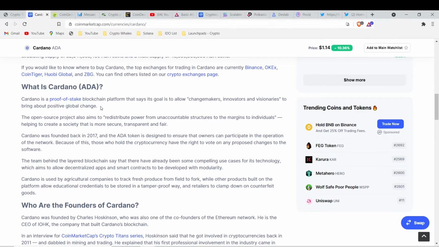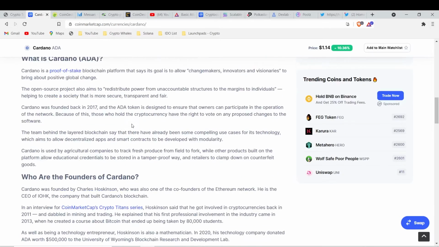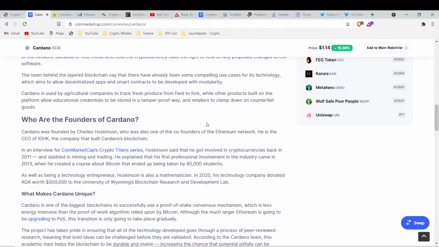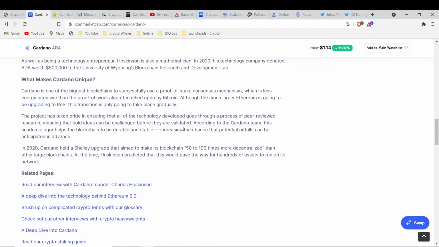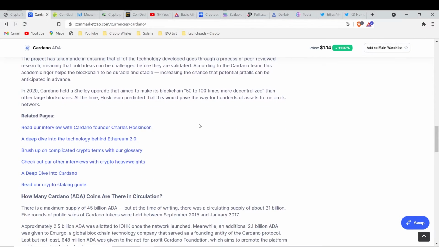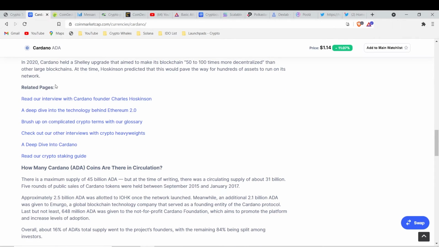positive global change. Now, you can also look a bit deeper. It always tells you what makes each cryptocurrency unique, in this case, what makes Cardano unique. You can think about the value prop that it has for itself and how it stands out from the rest. The other great thing about CoinMarketCap is that you can read more about this particular project when it comes to news or anything else that is related to this project.